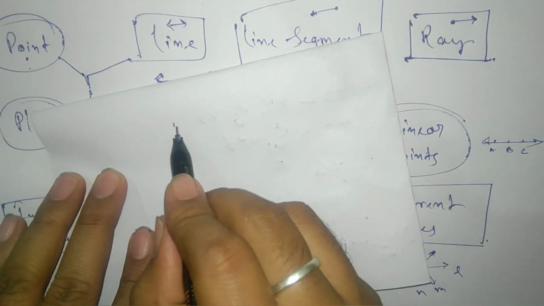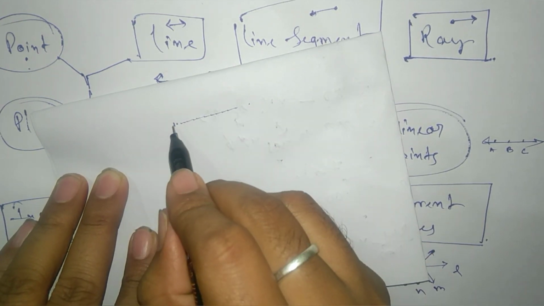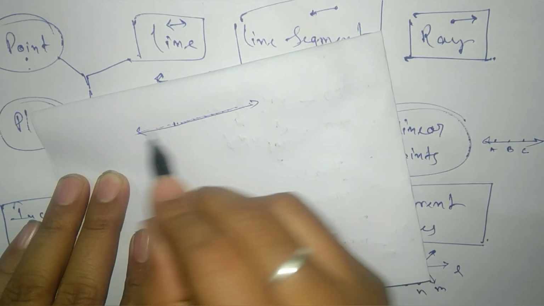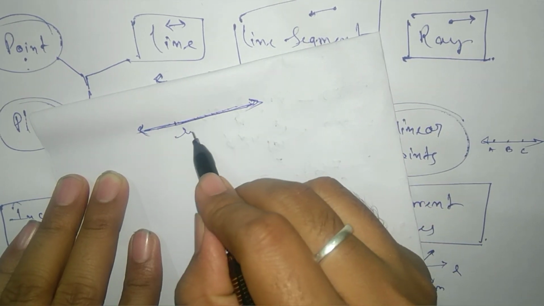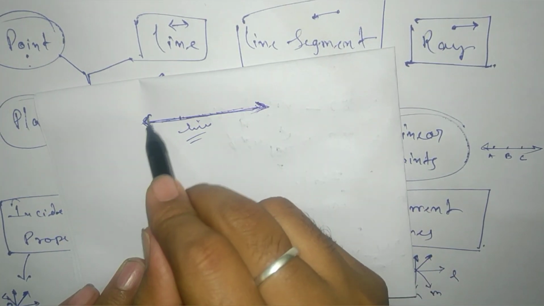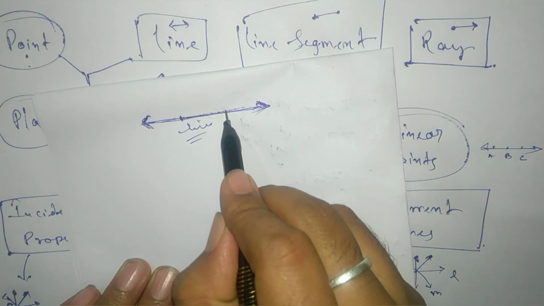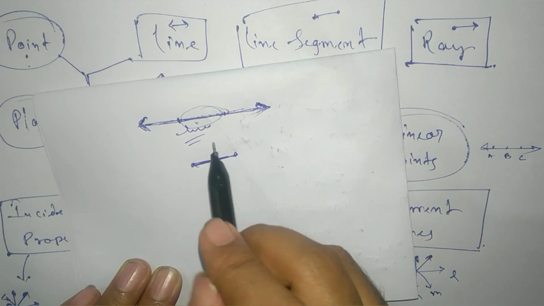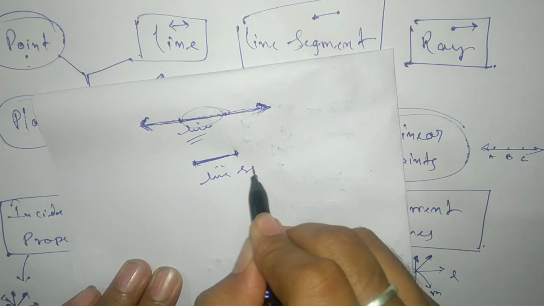Like if I take a, this is your point. Now if we have lots of points, that means an infinite number of points very close to each other, and now if you join them, you will get a figure like this. We have given it a name, that is called a line. Your line has no end points, that's why on both sides we are using arrows. And if we take 2 points from here to here, you have a certain measurement, that means you have some length. Then this figure we call a line segment.